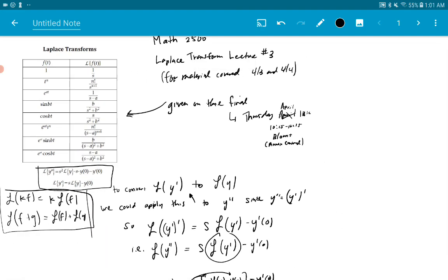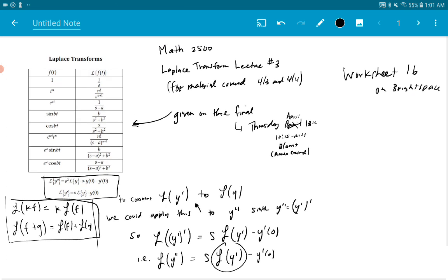There's a worksheet up, by the way, worksheet 16. It's on Brightspace, and that'll give you some practice doing these. There is one on there where it does ask you to compute the Laplace transform of a function using the definition, so you'll have to try it at least once, but it's an easy one.